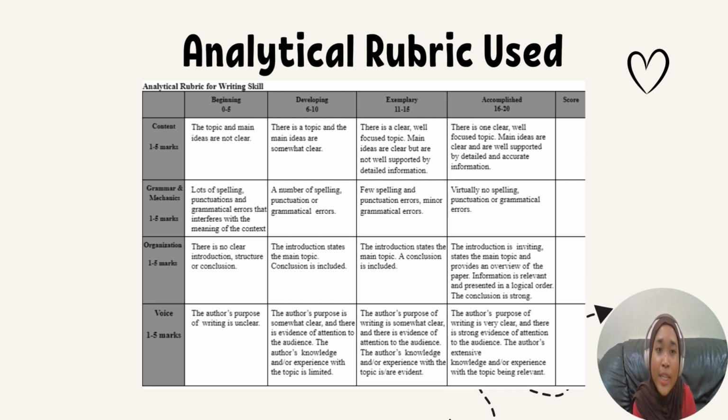And the exemplary level is clearer than the developing level. Main ideas are clear, but of course it is not perfect enough, so they are not well supported by detailed information. And as for accomplished, which gives 16 to 20 marks, it is the one with a clear, well-focused topic, and the main ideas are better than exemplary, detailed and with accurate, well-supported evidence. Alright, so for the grammar and mechanics, we have lots of spelling errors, punctuation errors, and grammatical errors, and it also gets better for the developing, exemplary, and accomplished.